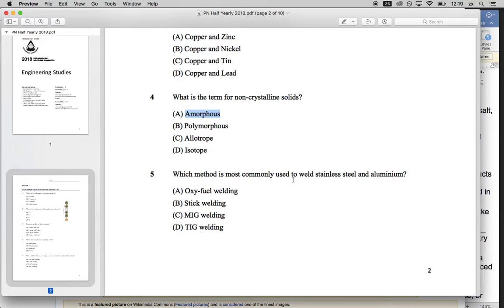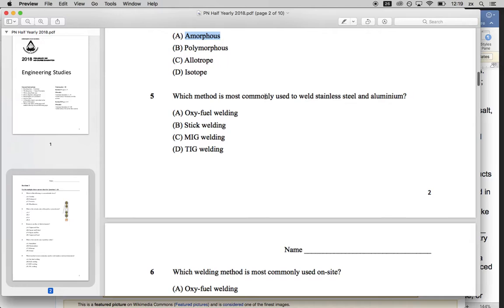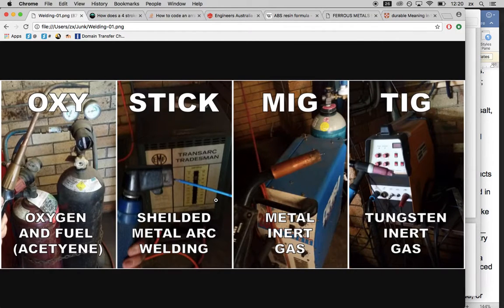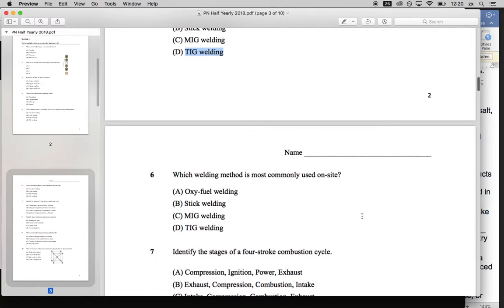Okay. The next one is, which method is most commonly used to weld stainless steel and aluminium? To weld stainless, we can use other forms of welding, but TIG welding is the one that's most commonly used. It's the best answer for stainless steel and aluminium. We've talked several times about welding, and I put a fair bit of stuff on the internet, on our group chat, for welding. So TIG is most commonly used for aluminium and stainless steel. The next question, which leads straight into this, is which one's most commonly used on site?